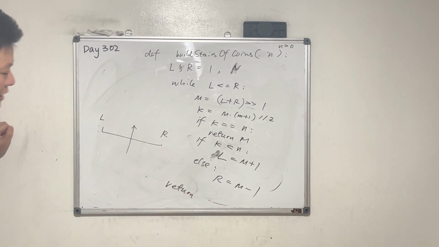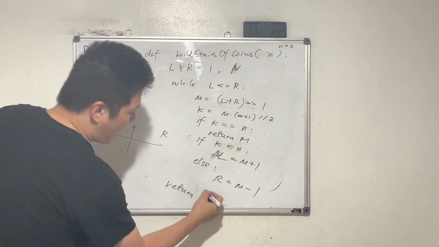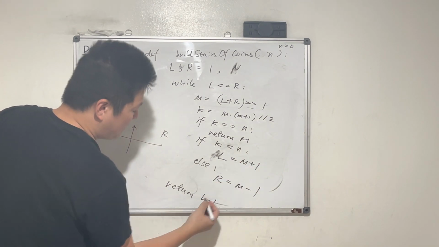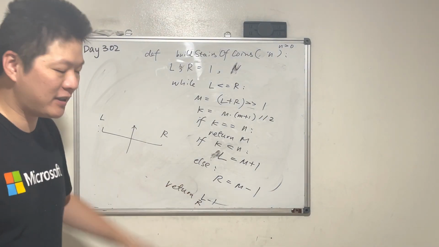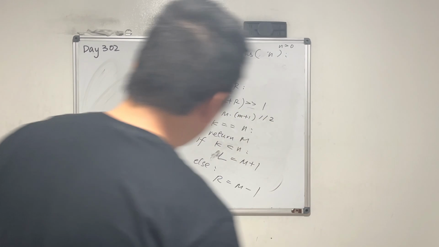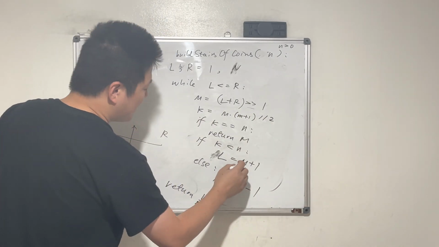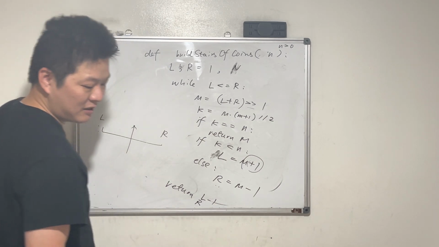And then we need to return what? This is a bit tricky. Return L minus 1, because it's already minus 1. Or return R. Return R or return left minus 1. Because L eventually will be n plus 1, we need to subtract 1. R is okay. Got it?